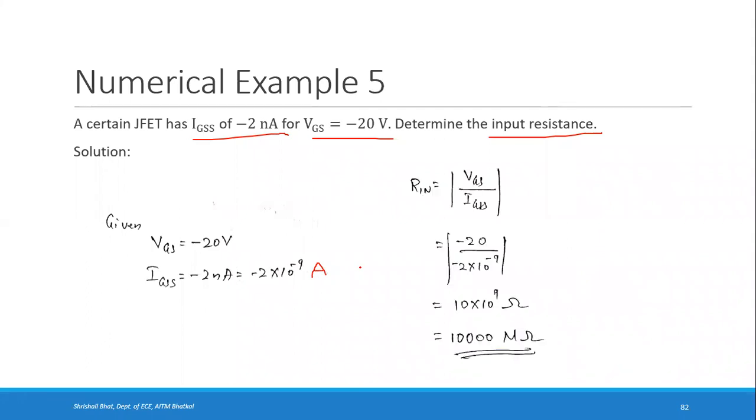The equation for input resistance: Rin is given as modulus of VGS divided by IGSS. It is a simple equation, V by I. V is minus 20 volts, I is minus 2 into 10 raised to minus 9. If you calculate and take the mod, you'll get 10 into 10 raised to 9 ohms. You can also write this as 10 giga ohms or 10,000 mega ohms.